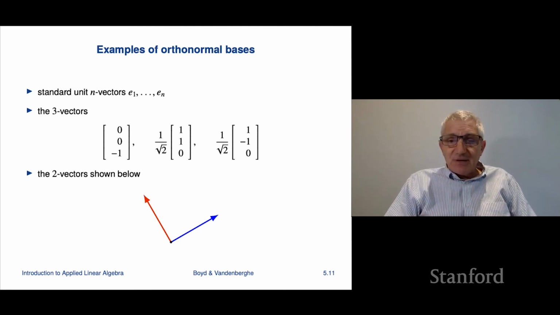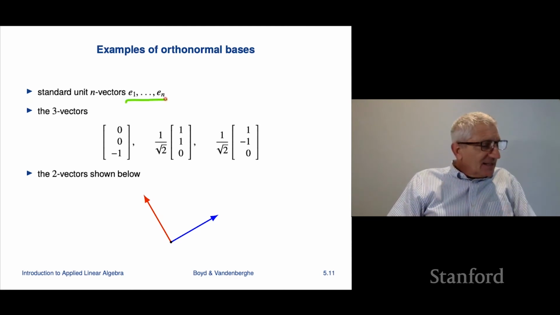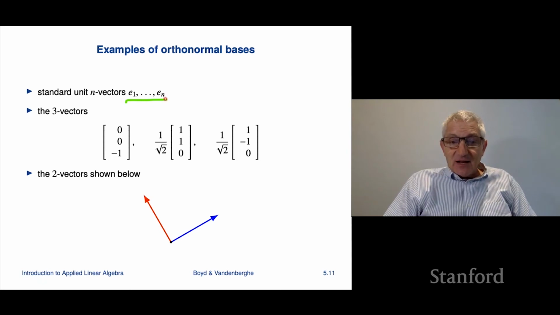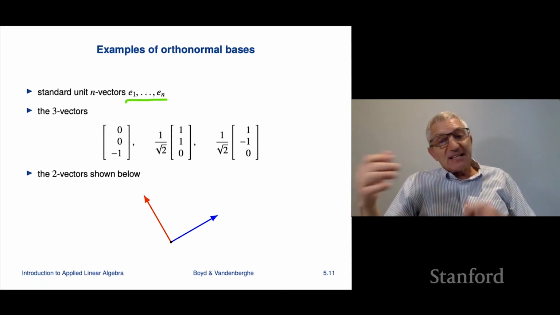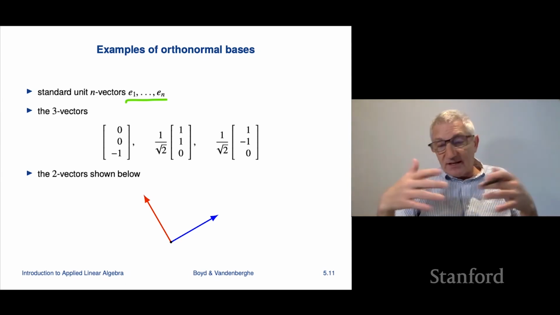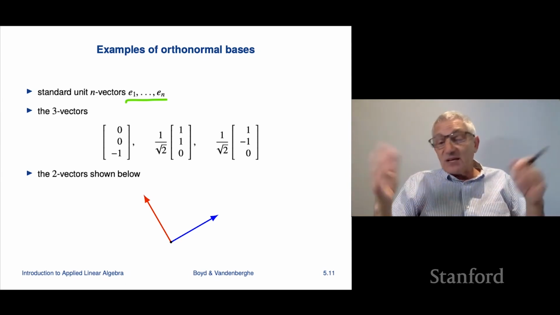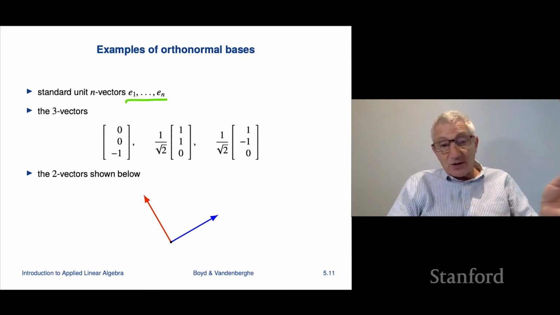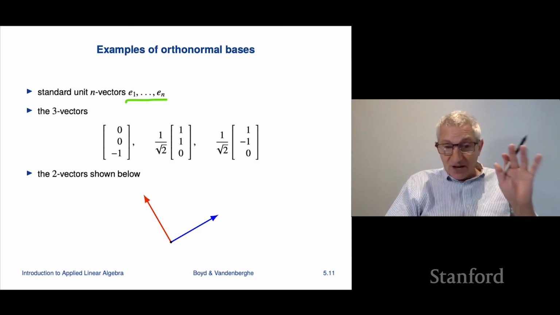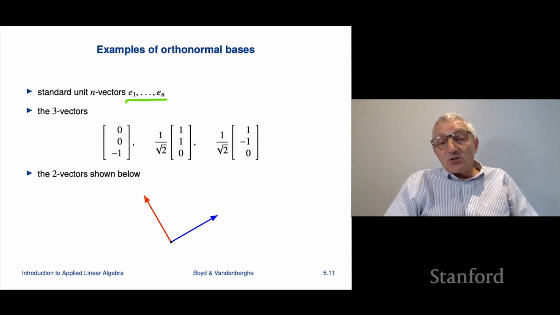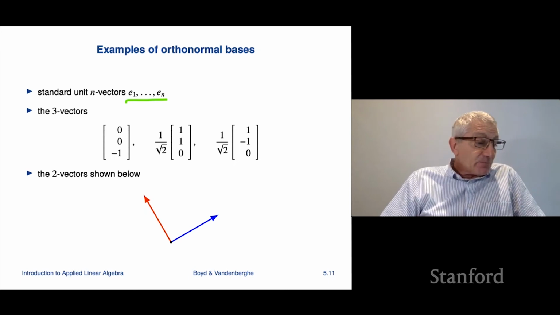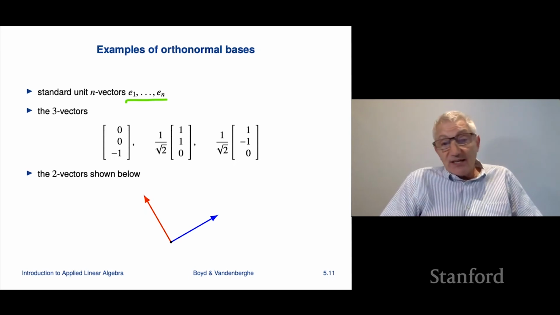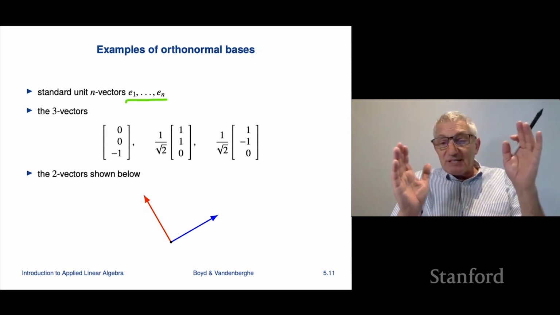Okay, so let's look at some examples. Well, we've already seen this. The standard unit vectors each have norm 1, because the sum of the squares of the entries of each of these is 1: all entries are 0, one entry is 1, squared is 1. So they all have norm 1, they're normalized. And they're also orthogonal. If I take any two unit vectors for different i and j, then the inner product of EI and EJ is 0, because the ones are in different positions and everything else is 0.